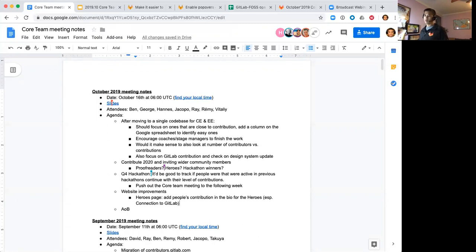That's something John's been thinking about as well. But this is a good point: what their connection is to GitLab is probably a good thing to add, and to encourage people to do that as they add themselves on the Heroes page. Like John mentioned, we're up to about 39 people, which is cool.